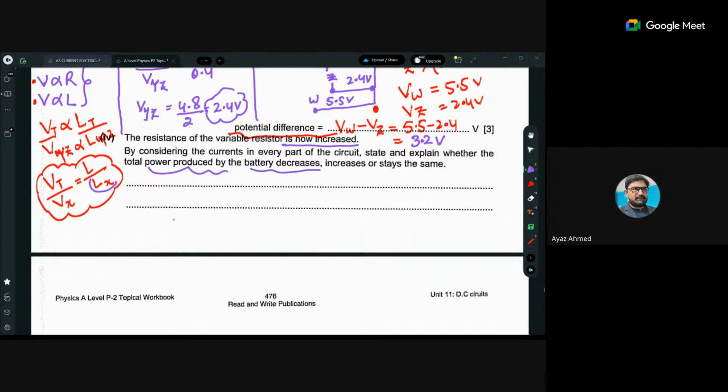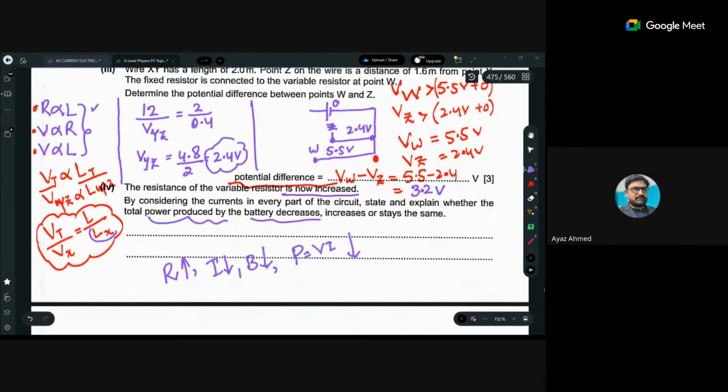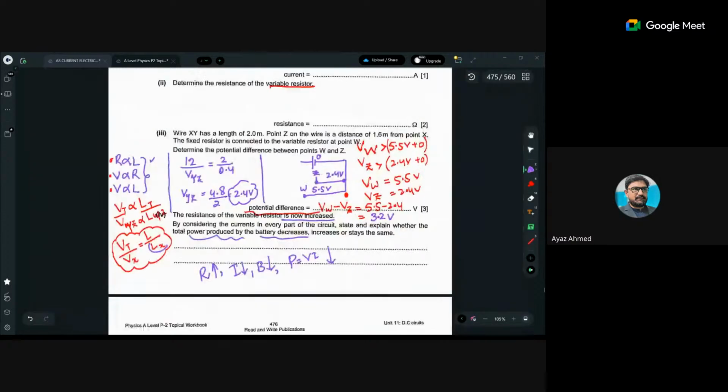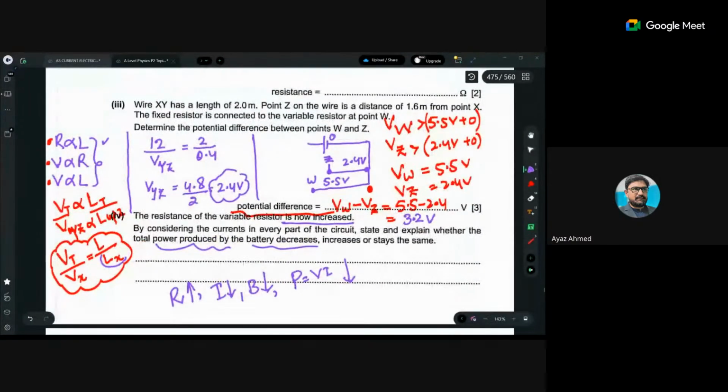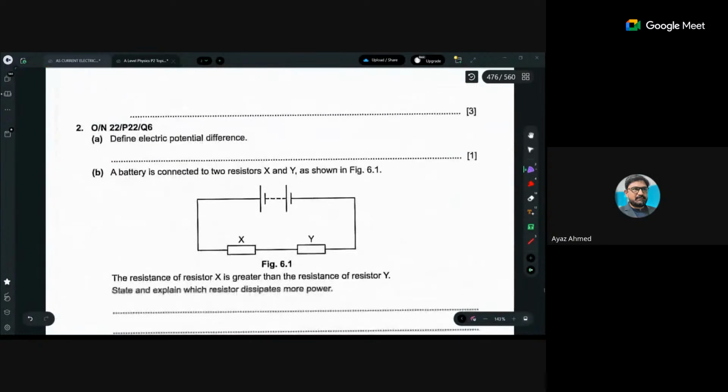Yes. I told you that when you are increasing the resistance, current would decrease and the battery current will decrease. So definitely the power of the battery is V into I, so that will decrease. Is it clear? So this is basically how you have to consider all of these.